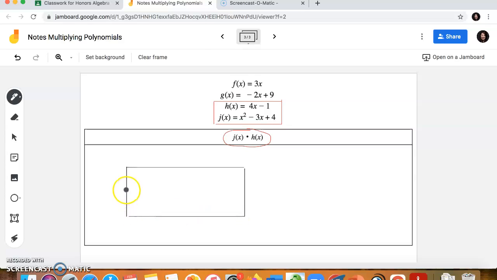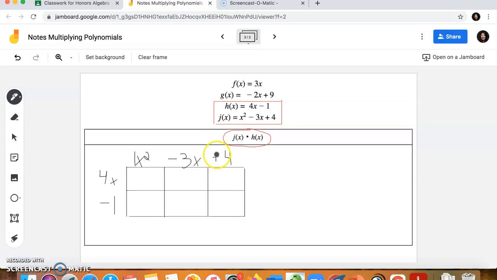And so I'm going to cut it in half here. And then I'm going to need 3 pieces here. And so I'm going to put my 4x minus 1 on this side. This is where my binomial will go. And then my trinomial will go up here. x squared minus 3x plus 4. And just so you're aware, when you have this x squared, you can go ahead and add an invisible 1 in front if you'd like, because there is an invisible 1 in front.